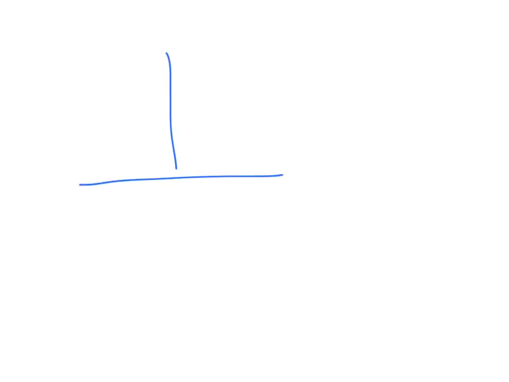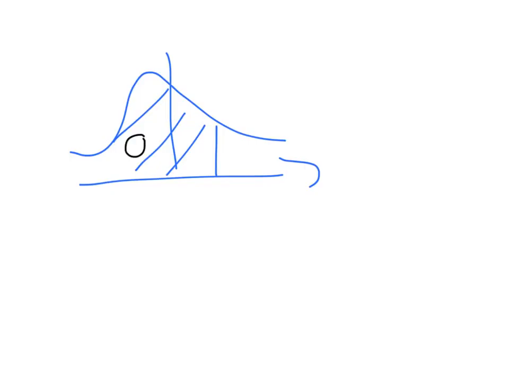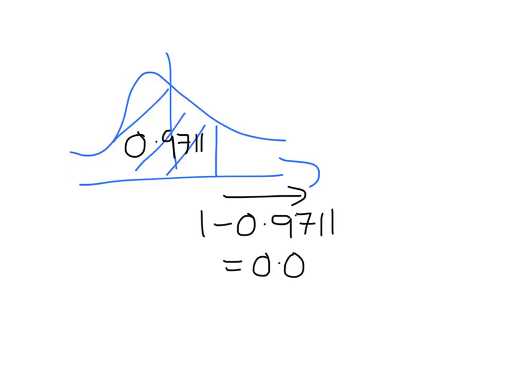So if we draw a quick graph, then we have our area 0.9711, but I want greater than, so I want to the right, so my answer is 1 minus 0.9711, which gives me 0.0289.